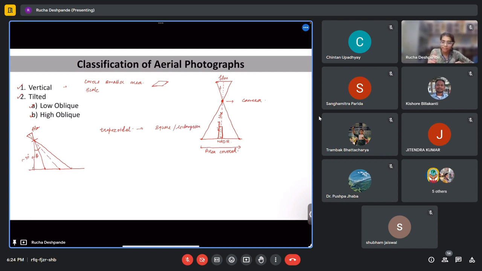Also, in this case, the scale would not be the same everywhere. There might be some distortions in this image due to the tilt of the camera. The objects closer to the camera might appear bigger and the farther objects might appear smaller, so the scale of the photograph would not be the same throughout. In this photograph, we cannot see the horizon. Here, the relief would be more apparent than in the vertical aerial photograph, but again, it would be distorted.